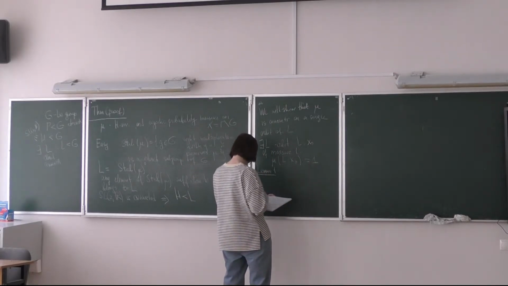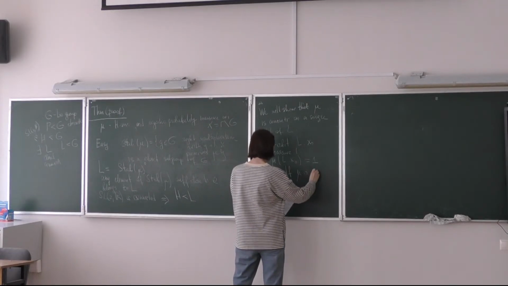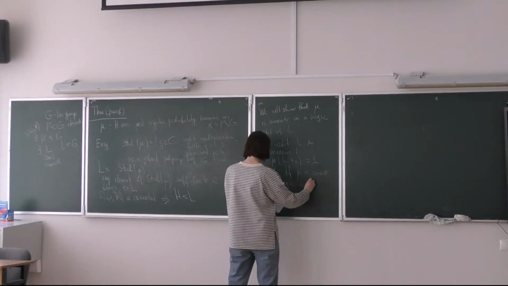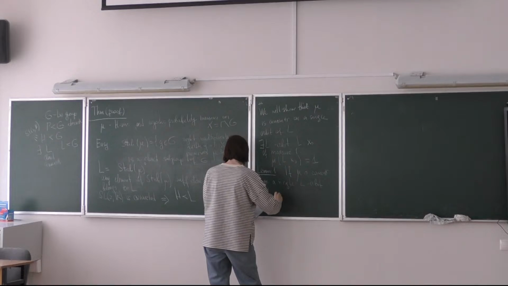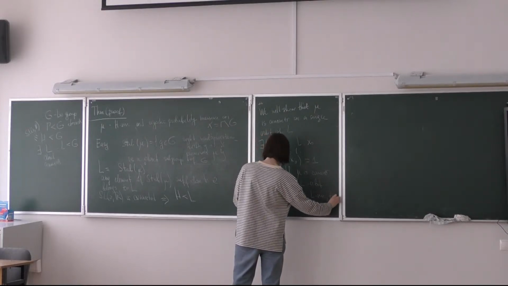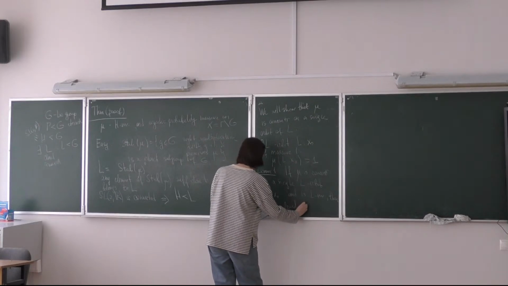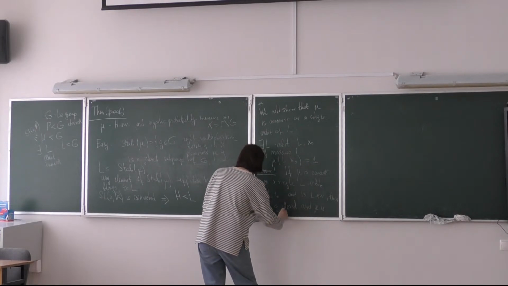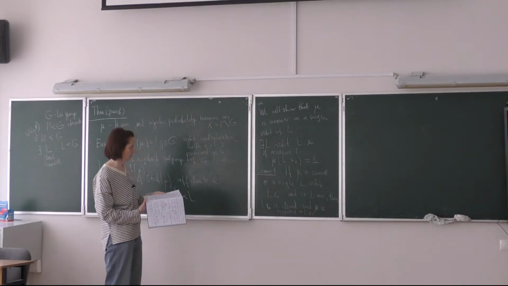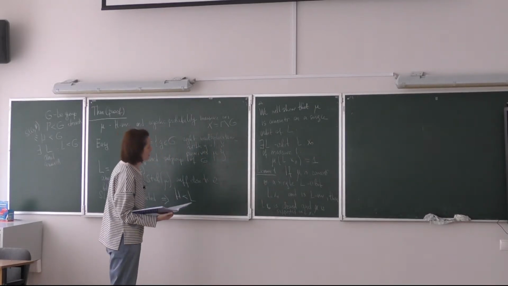So, I claim that also the following thing holds: that if mu is concentrated on a single L orbit L dot x0 and is L invariant, then Lx0 is closed and mu is supported on Lx0. Значит, как мы собираемся это доказывать? How do we want to prove it?